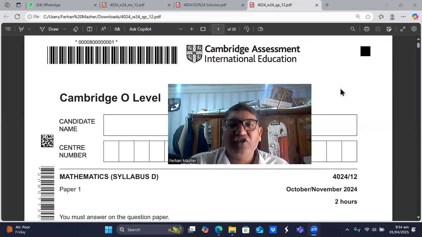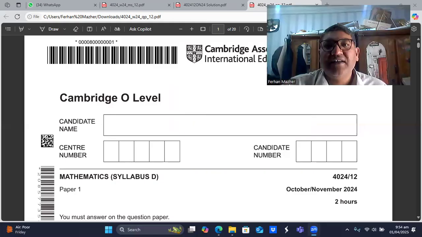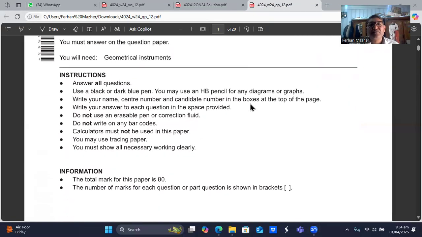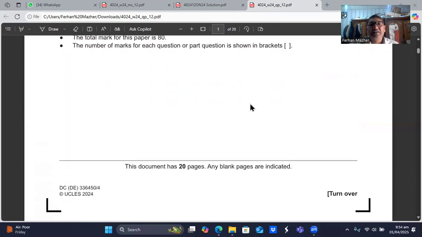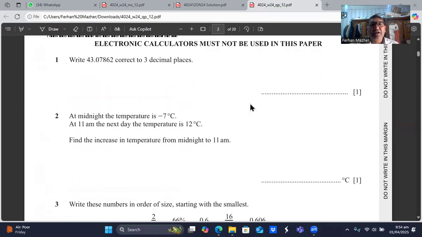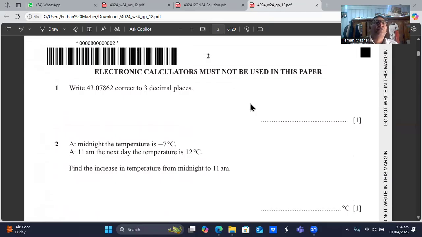The time allowed for this paper is 2 hours, and the marks for this paper are 80. So let's start. And so the very first question coming up in front of you is question number 1.